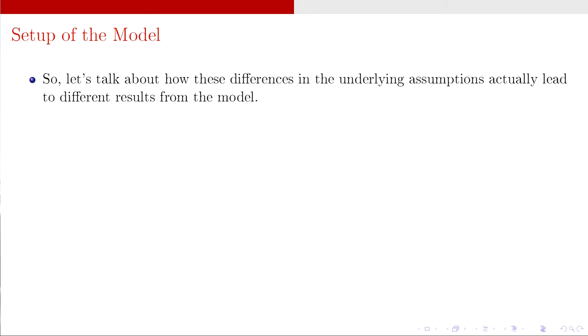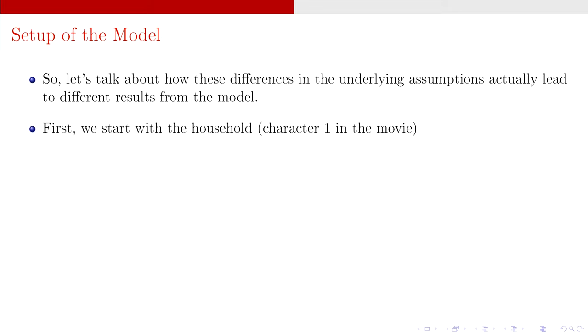So we're going to talk about how these differences can actually lead to different results within the model. Because if you change the underlying assumptions, if you have fewer simplifying assumptions within the model, that's going to give you radically different results. So let's think about this in the context of making a movie.